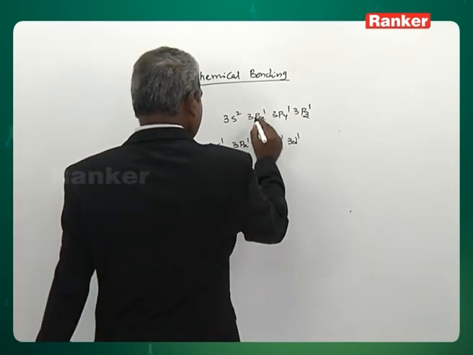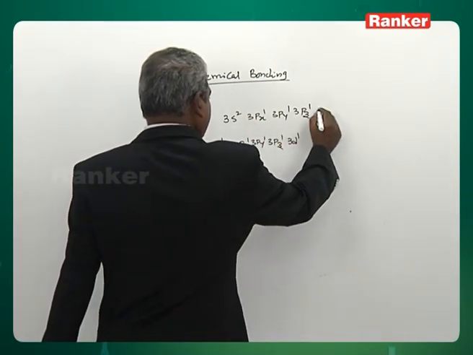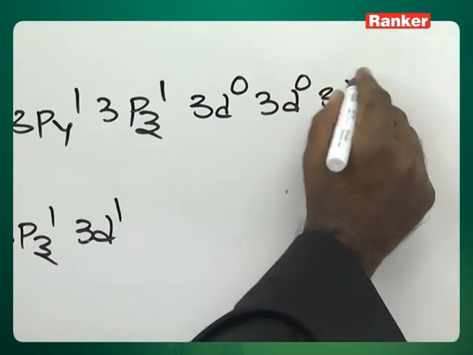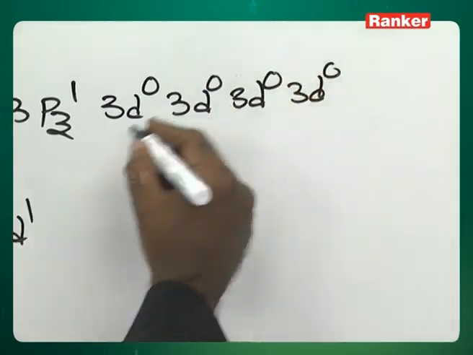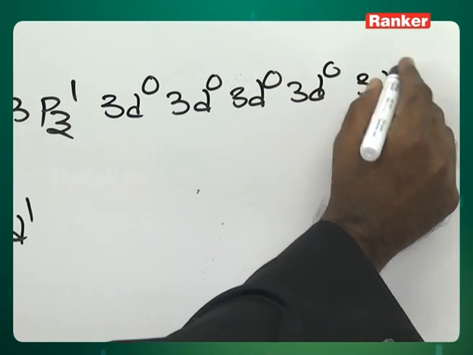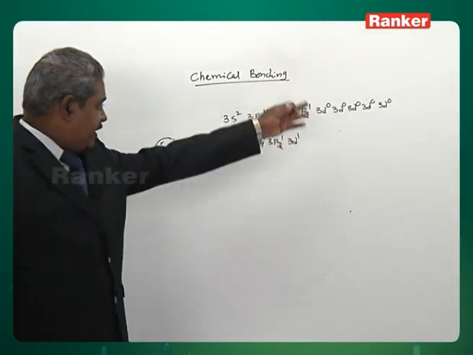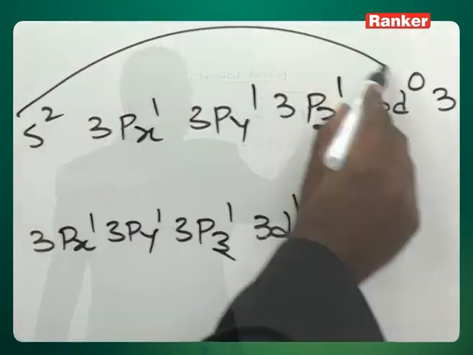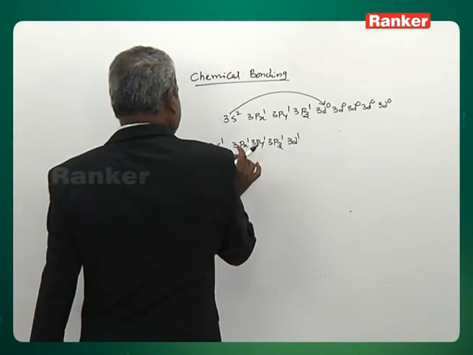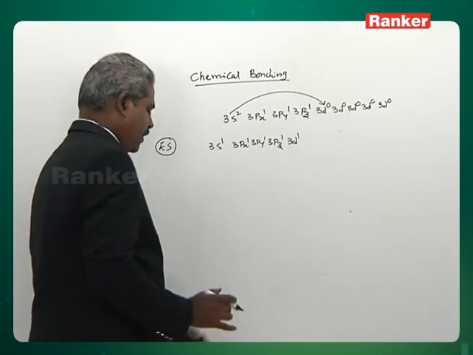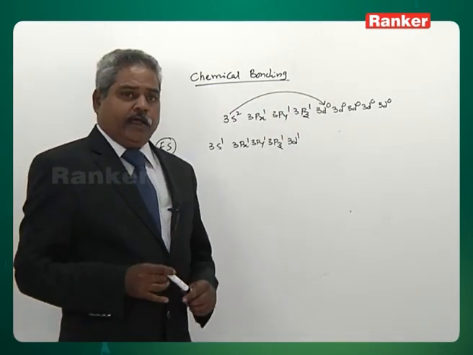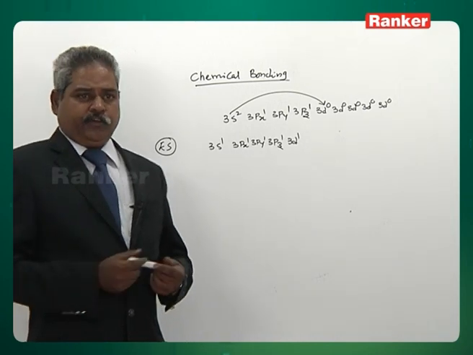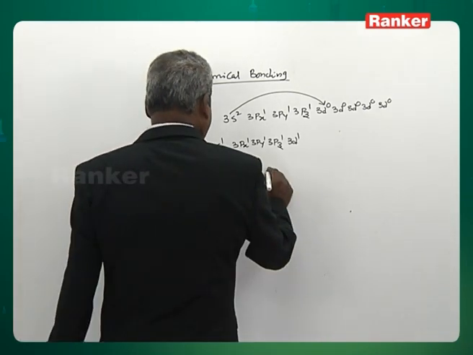So, 3s2, 3px1, 3py1, 3pz1, and we in fact have 5 vacant d orbitals, 3d0. One of these orbitals is used for excitation. When some energy is given, the electron goes there. So it is possible for all atoms to form bonds. Even helium can form bonds for that matter.